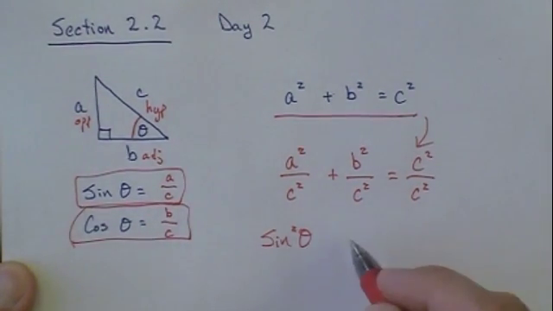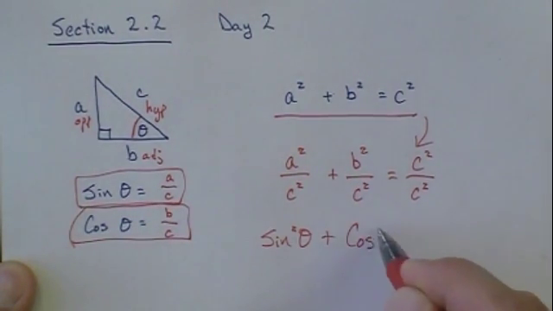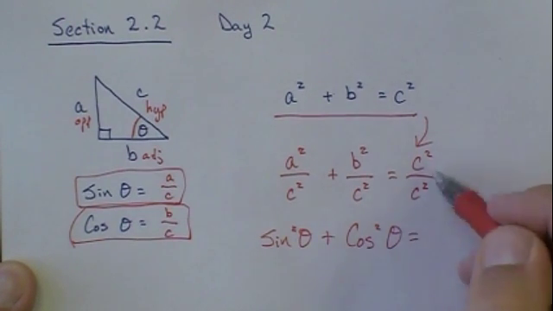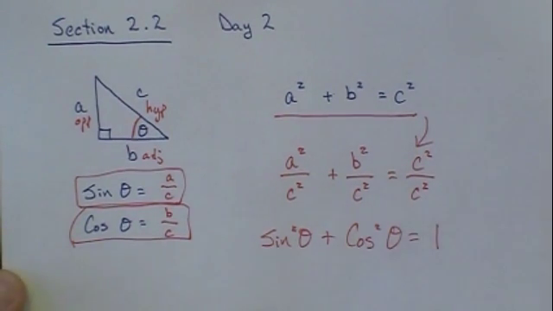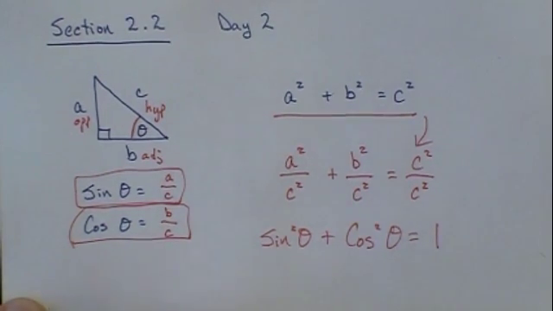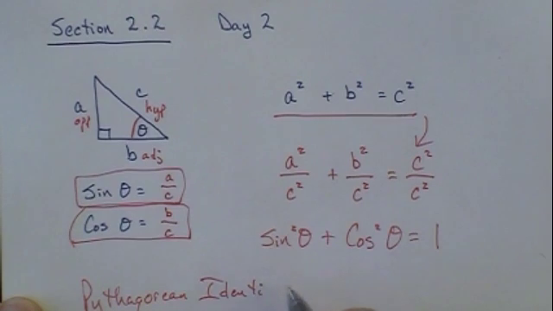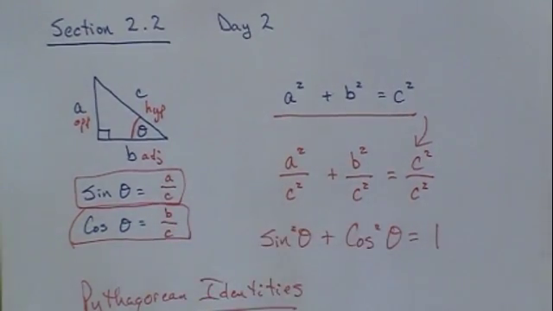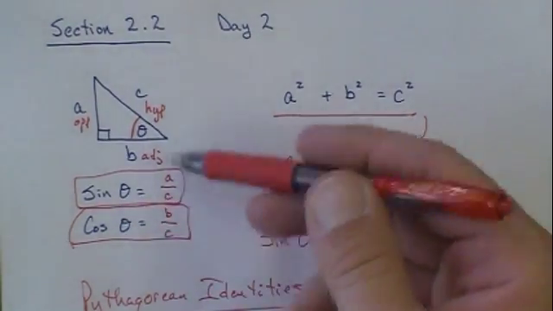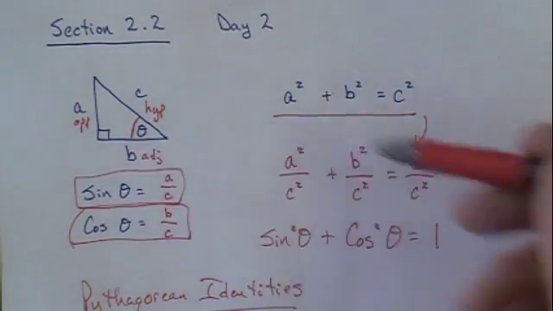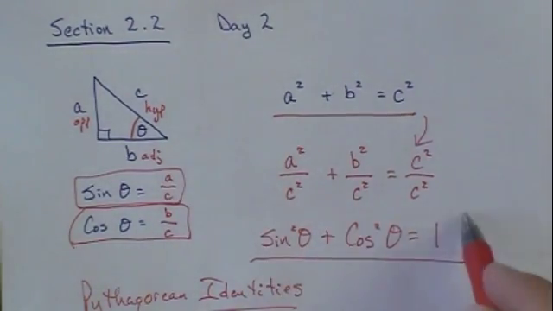Going to come back over to here. So we have cosine squared of theta, and here is c squared divided by c squared. That equals 1. This is our first Pythagorean identity. And it originates from the Pythagorean theorem. And we are using then our terms sine and cosine with respect to the sides to use this.